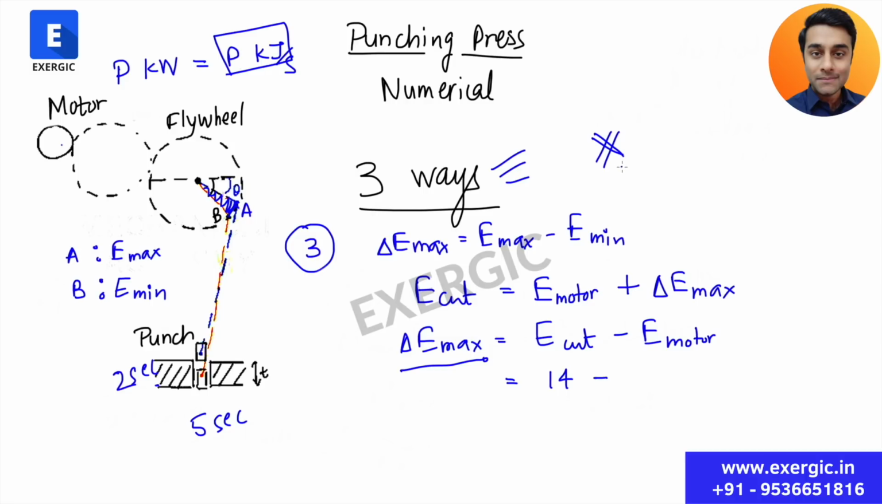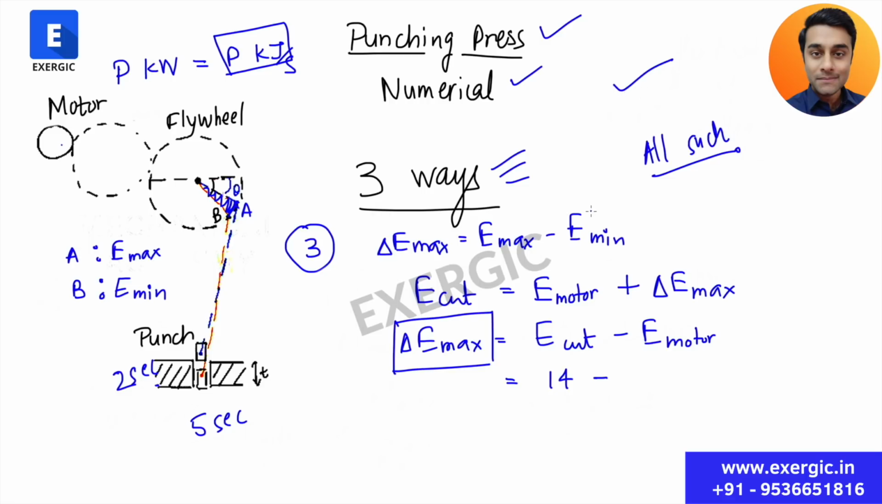There will be some good questions where you may struggle a little bit, but don't worry, we are going to discuss those cases in detail in the solved examples. But as far as calculating the maximum fluctuation of energy is concerned, you will not face any trouble in punching press numericals after this. Non graphical cases, I am telling you. Graphical cases I have already discussed in detail with you. I'm sure you have understood that and you are able to solve all questions from that. Now let's move ahead and solve some high quality examples.